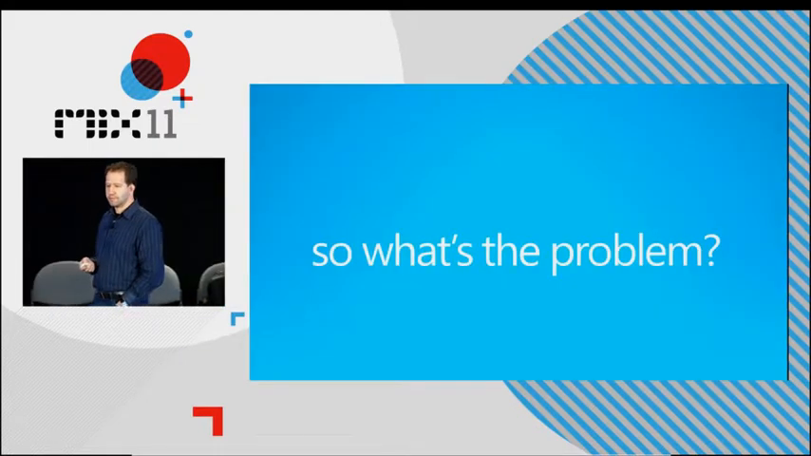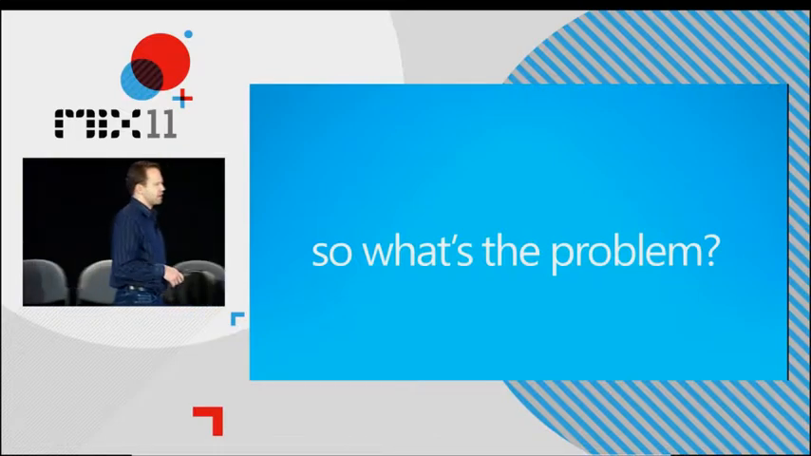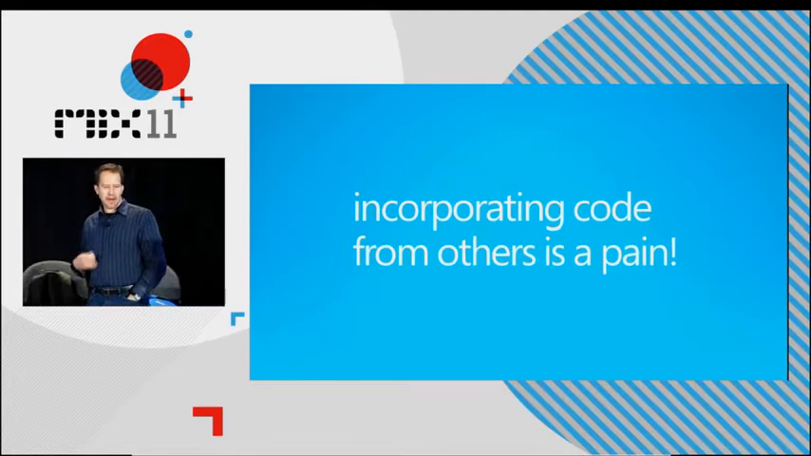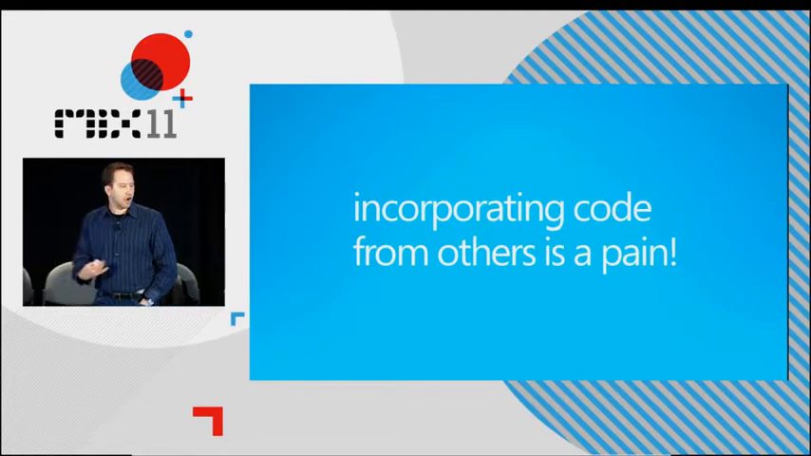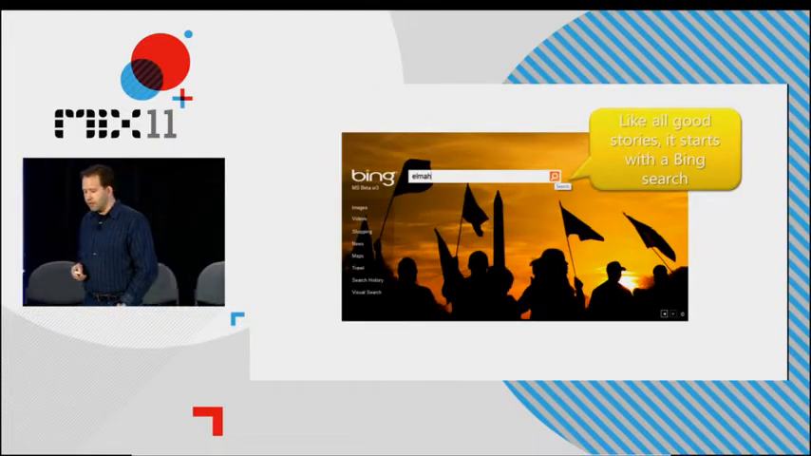So what is the problem? Well, let's say that you want, ooh, action pose. Sorry, the paparazzi. What's the problem? Well, incorporating code from others is a pain. If you want to go and get a library, like our favorite library, Elmah, what do you have to do? Well, you go first and you Google, or Bing, to find Elmah.